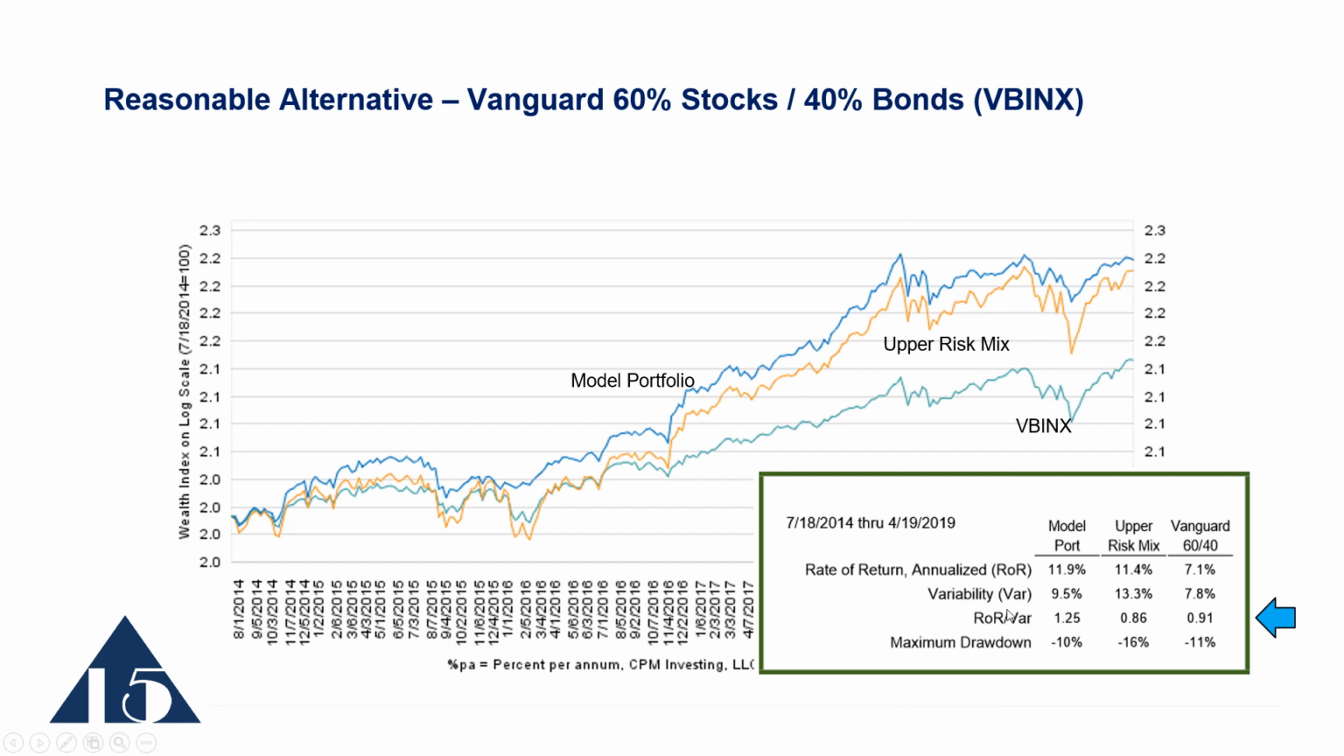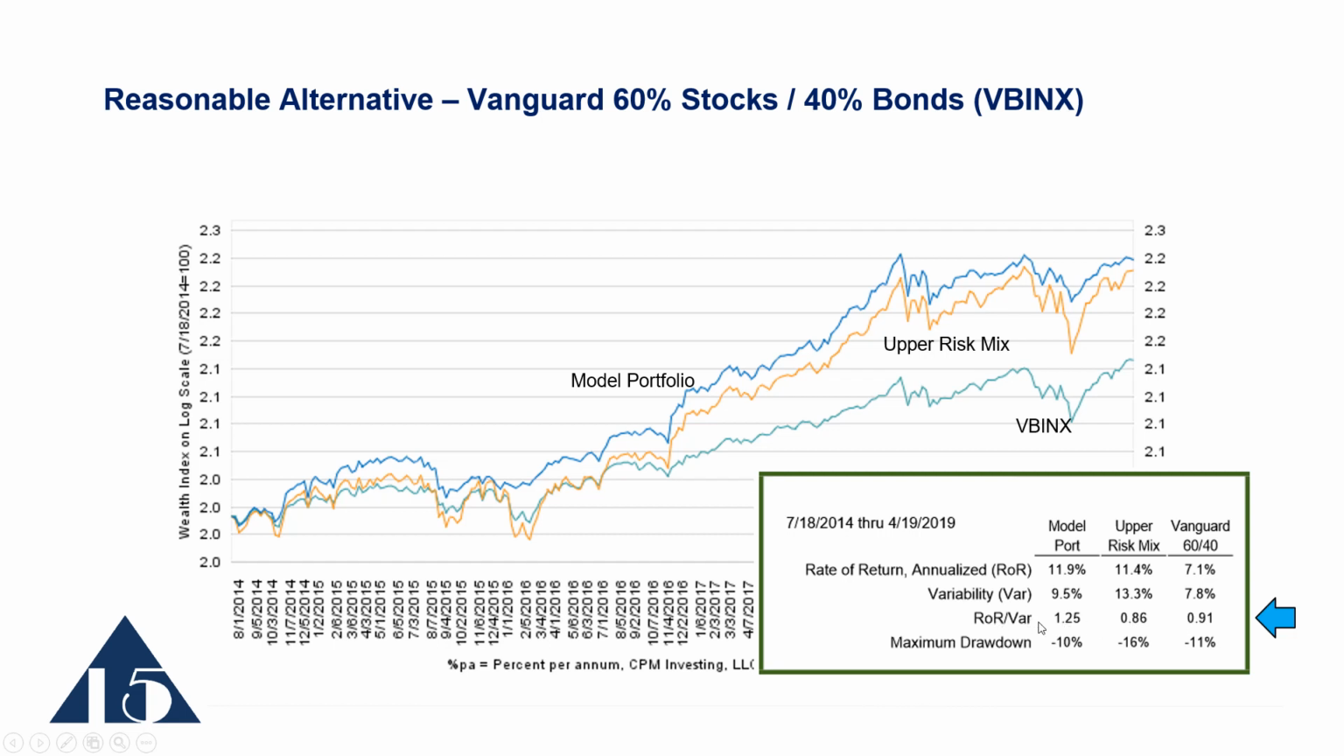The variability, which is the standard deviation of weekly returns on an annual basis for the model portfolio, is 9.5, and it's quite a bit less than the upper risk mix of 13.3%. The Vanguard Mutual Fund has a variability that's lower than the others at 7.8. If we calculate a ratio of these two numbers, this ratio becomes a very useful metric to compare the attractiveness of these different return series.